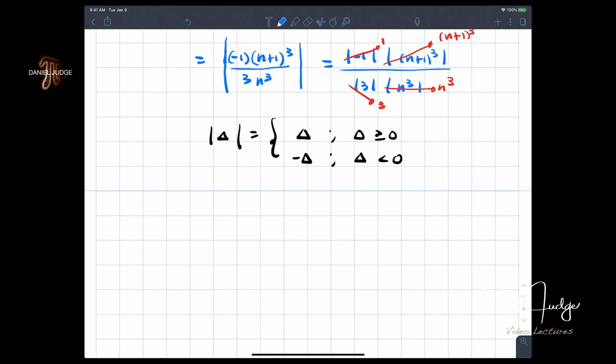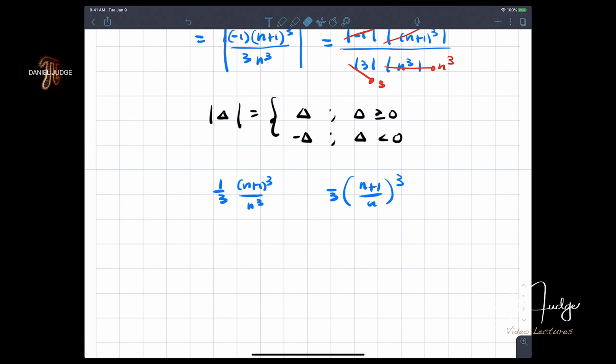You end up with 1/3 times n plus 1 cubed over n cubed, which is really 1/3 times (n plus 1 over n) cubed, if you want to look at it that way. I'm just going to say this is the absolute value of the ratio of the future term and the current term, because we have to take the limit of that now. And we want to see this limit as n goes to infinity. We want to see if that limit value is smaller than 1.